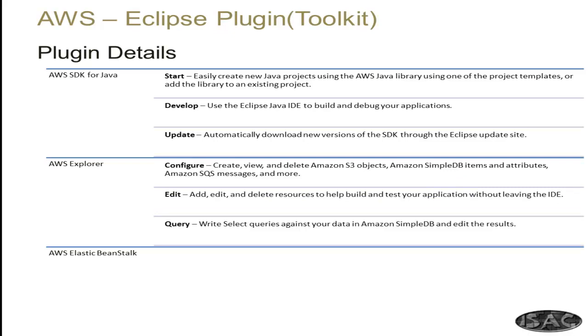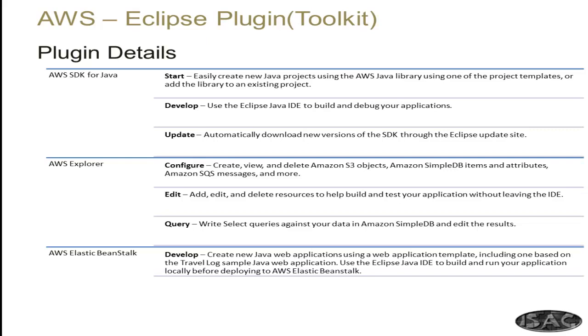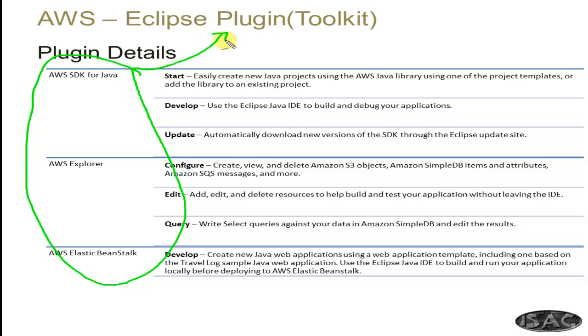You can add, edit and delete resources to help build and test your application without leaving the IDE. So these are the AWS Explorer, AWS SDK and AWS Elastic Beanstalk. All of these three have been provided in the Eclipse plugin. So that is the good part about the AWS Eclipse plugin or toolkit. You can use just the SDK, or just the Explorer, but when you download and configure the Eclipse plugin, it will let you use all of these three, and it makes your development much easier.